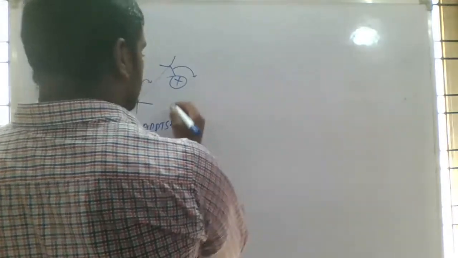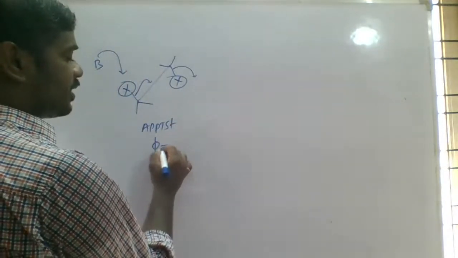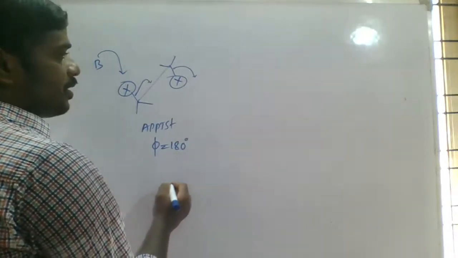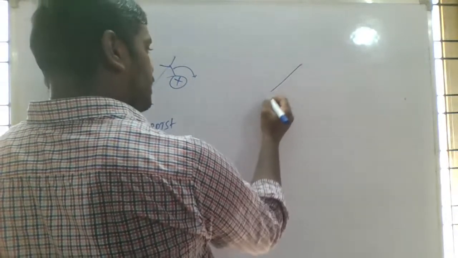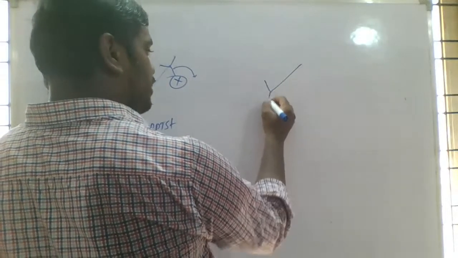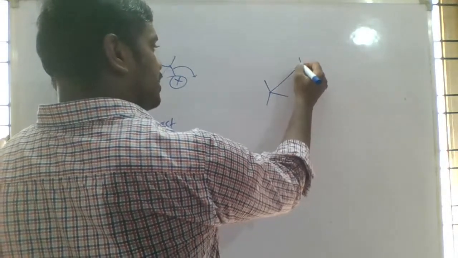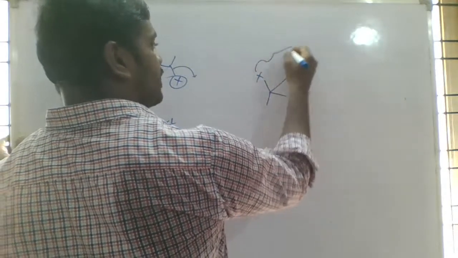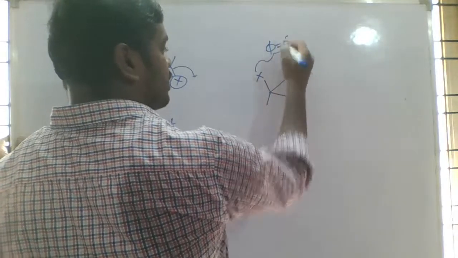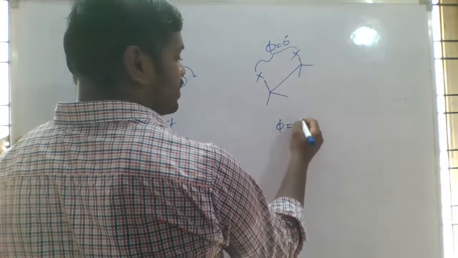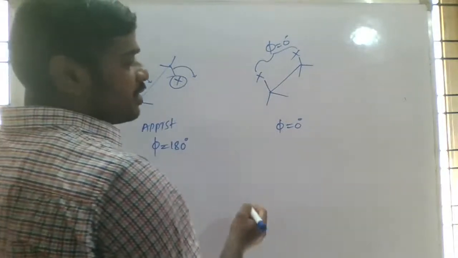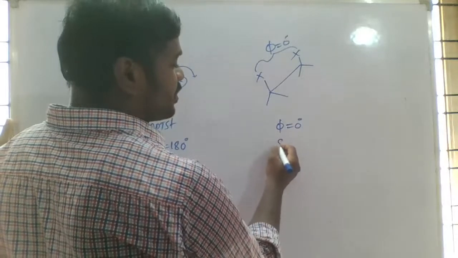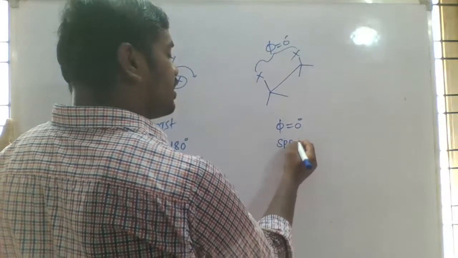Next, the dihedral angle between the selected leaving groups is how much? 180 degrees. And the other one is the syn periplanar transition state. The leaving groups' angle separation is the same, how much? The two X groups, the leaving groups' angle separation is 0 degrees. So this is the syn conformation, nothing but the eclipsed conformation. In this eclipsed conformation, there is formation of the syn periplanar transition state.